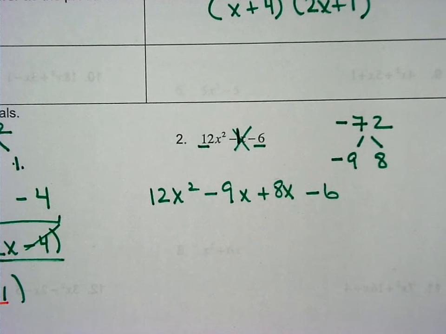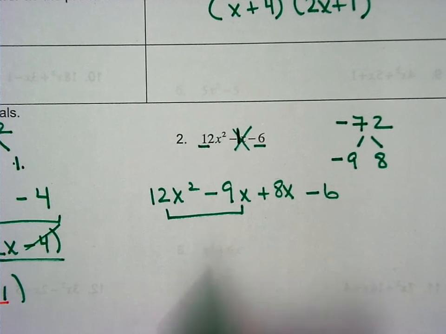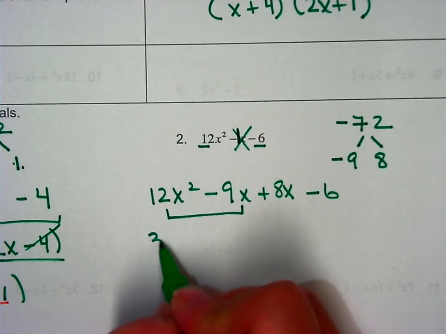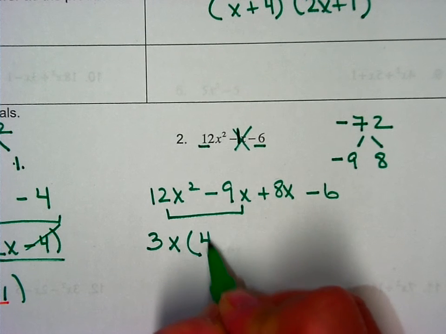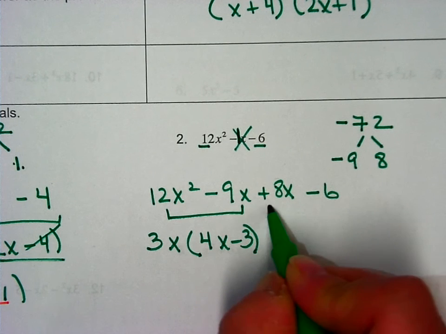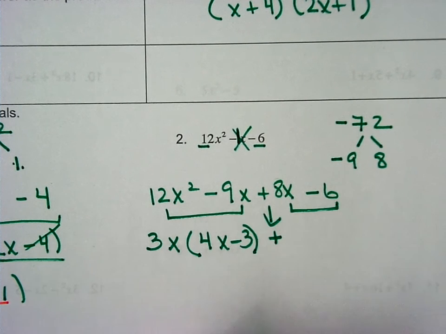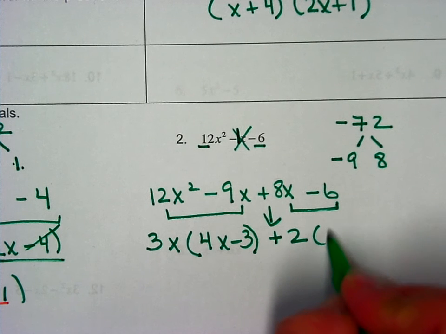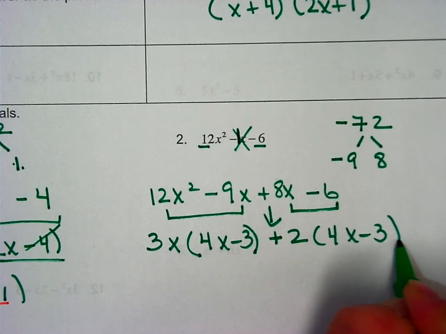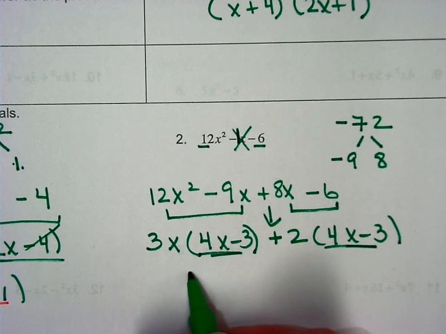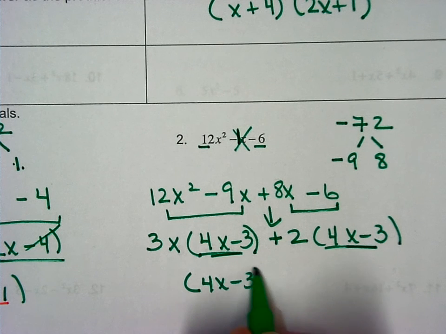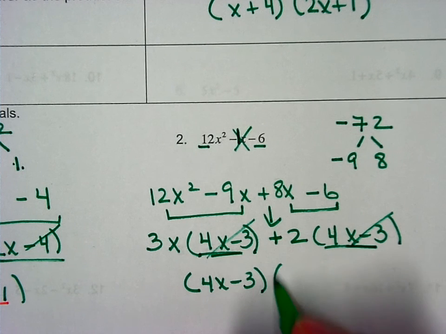Then factor by grouping. In the first two, what do I see? I see a 3 and an x. I'm left with a 4x minus 3. Bring down the sign. I notice there's a 2. I'm also left with the 4x minus 3. These should always be the same. So my final answer is 4x minus 3 times 3x plus 2.